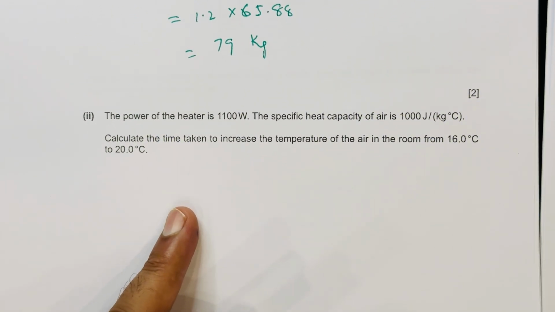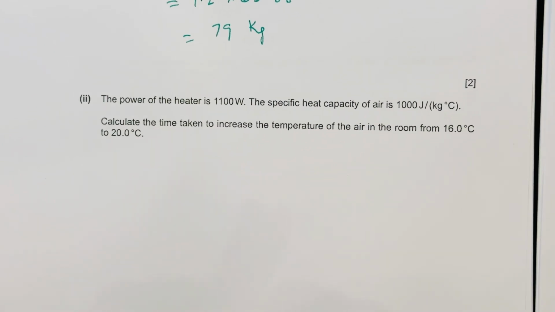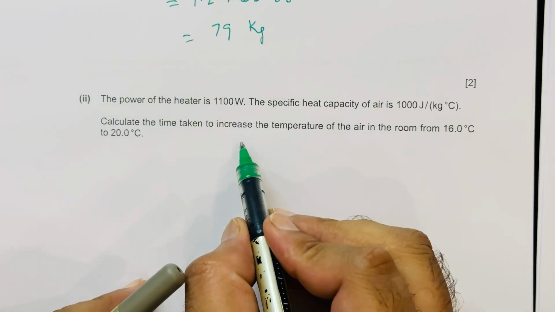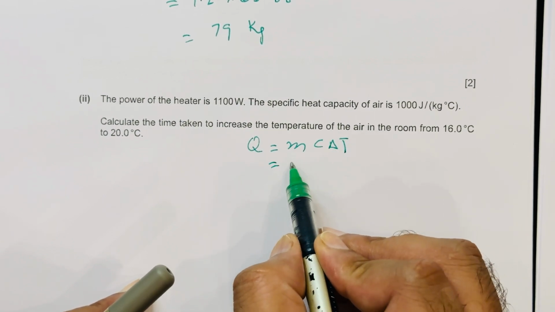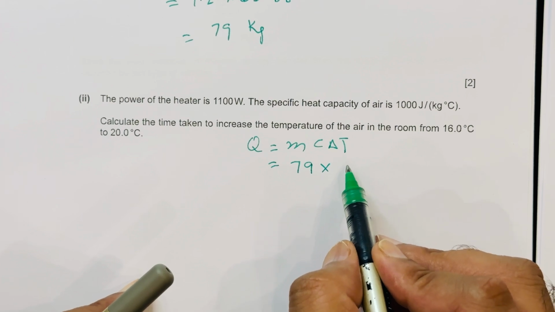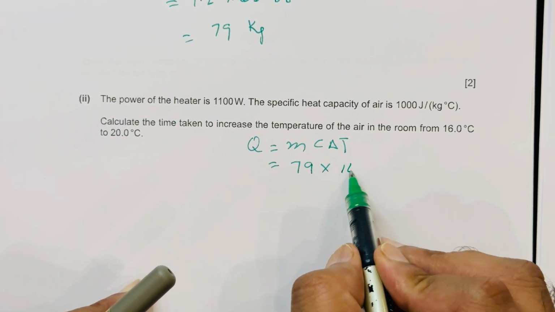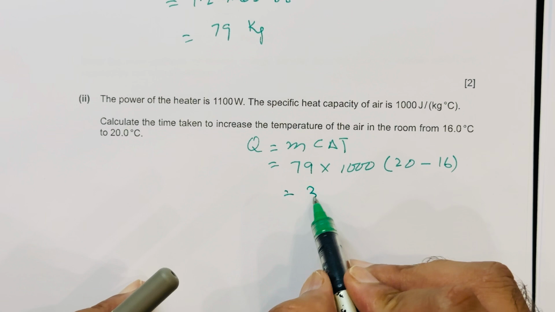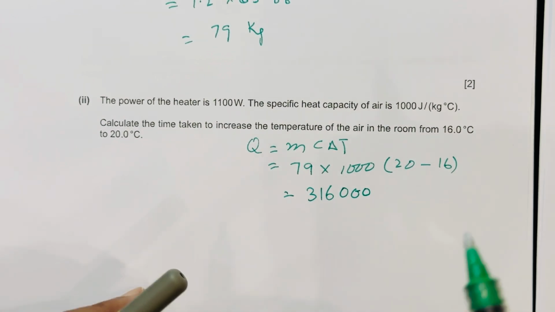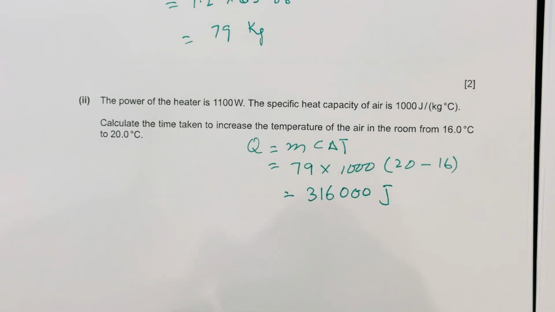Moving to the next part, the power of the heater is 1100 watt. The specific heat capacity of air is 1000 joule per kilogram degree Celsius. Calculate the time taken to increase the temperature of the air in the room from 16 degrees Celsius to 20 degrees Celsius. We note that we have the formula for Q, that would be mc delta T. Mass is 79, specific heat capacity is also given, that is 1000, and the change in temperature would be 20 minus 16. After solving it, we're gonna get the energy value, that would be 316,000 joules.